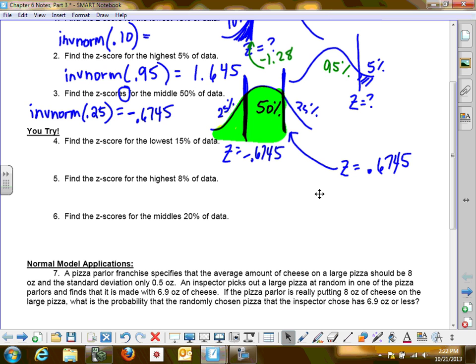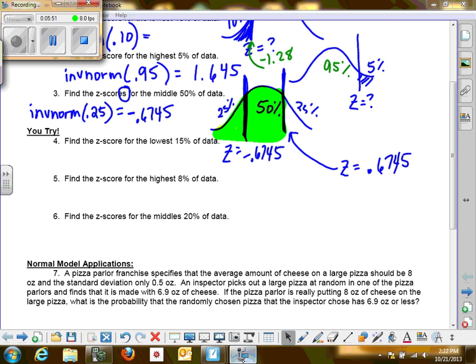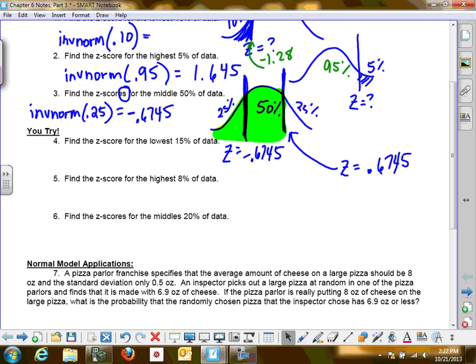Okay, very good. So what I want you to do is numbers 4, 5, and 6, and then we'll check those. Actually, I should say that you have two answers on this number 3. One answer is negative 0.6745, and the other answer is positive 0.6745. The question asked for z-scores, and there are two answers because there are two z-scores that you were supposed to get on that one. So for those problems, you have two values. Finish those up.